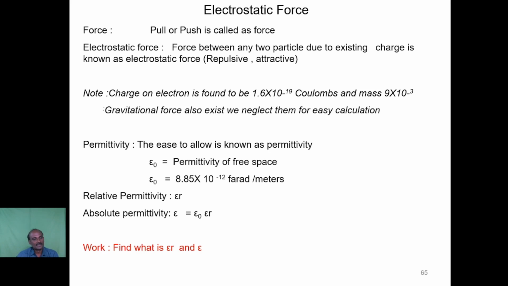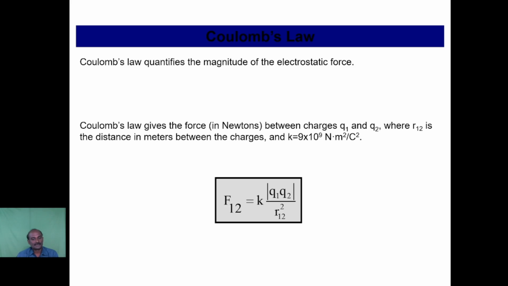In this we have to consider the permittivity of free space, which can be given as 8.85 times 10 power minus 12 farad per meter. Relative permittivity epsilon r, and absolute permittivity epsilon is epsilon naught into epsilon r. Coulomb's law gives the force between two charges.